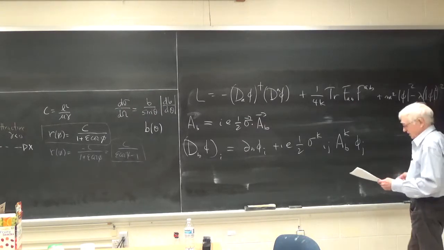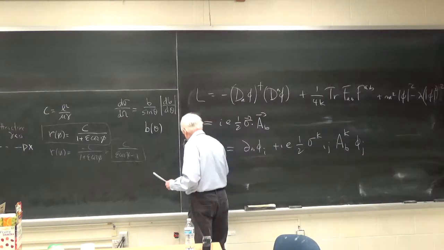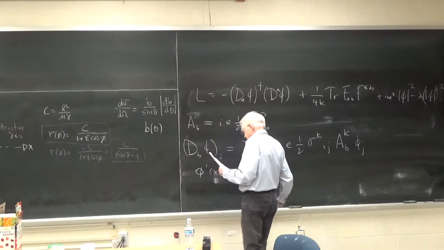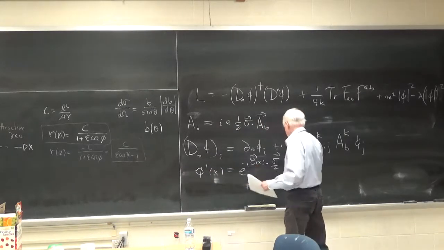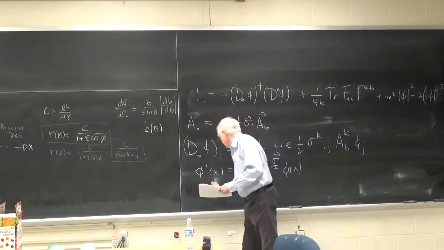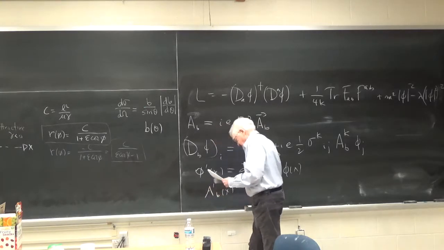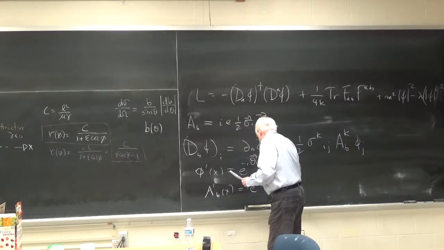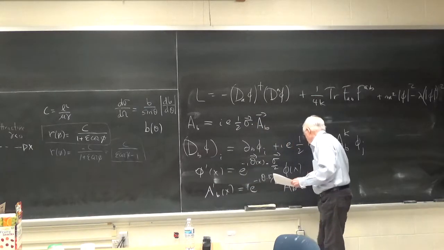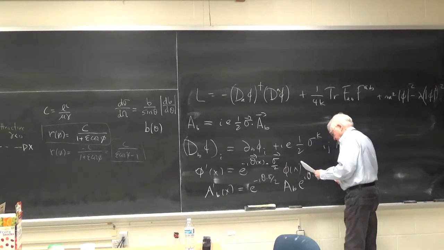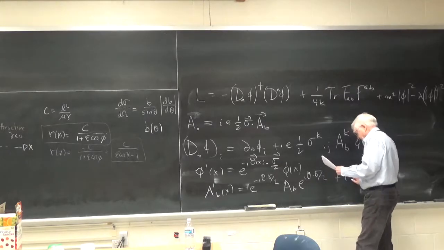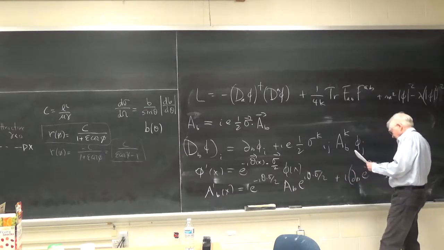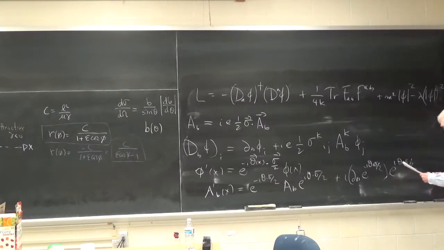And this, of course, is invariant under gauge transformations where phi prime of x is e to the minus i theta of x dotted into sigma over 2 times phi of x, and A prime_B of x is e to the minus i theta dot sigma over 2 A_B e to the i theta dot sigma over 2 plus i d_B e to the minus i theta dot sigma over 2 e to the i theta dot sigma over 2. So that's the gauge transformation.